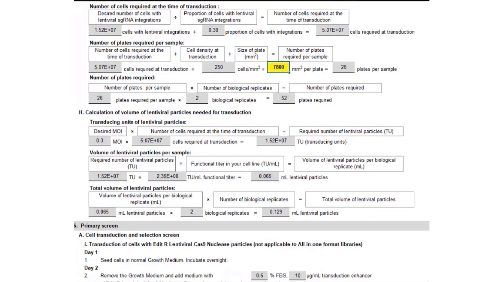Please keep in mind that if you're using a different library, these numbers will change. Now on to section H. The tool calculates how many transducing units we need and how many microliters of lentiviral particles that will be needed, taking into account the functional titer. For our 2 biological replicates, we will need 0.13 milliliters of lentiviral particles.